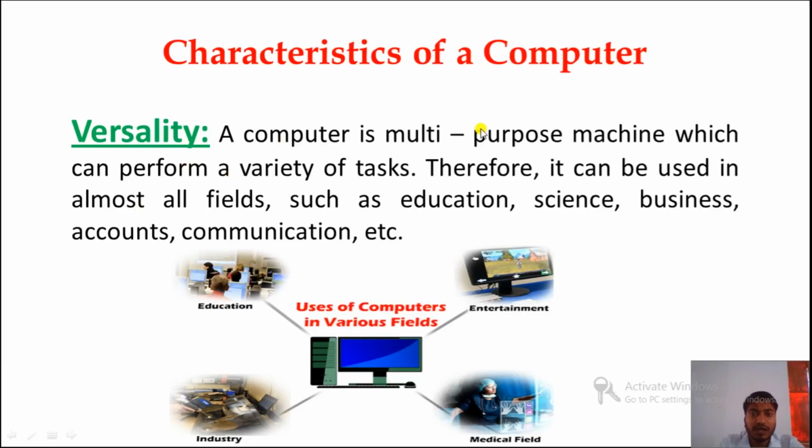Now, versatility. A computer is multi-purpose. Why is it multi-purpose? Because a computer can be used for many tasks. Like if you want to watch a movie, you can watch. If you want to play a game, purchase anything, or book a ticket, that is also possible. A computer is a multi-purpose machine which can perform a variety of tasks. Therefore, it can be used in almost all fields such as education, science, business, communication, etc. So this is all about versatility.